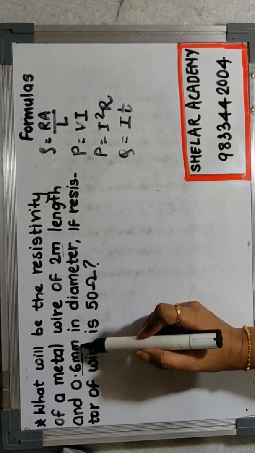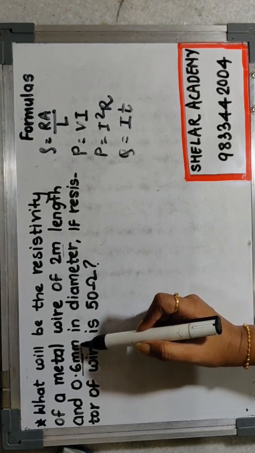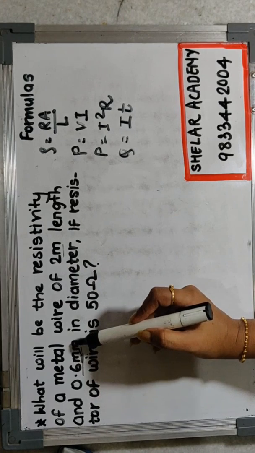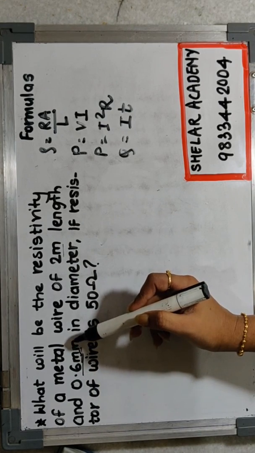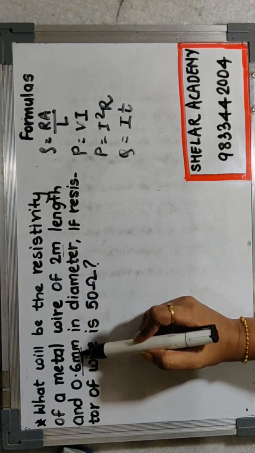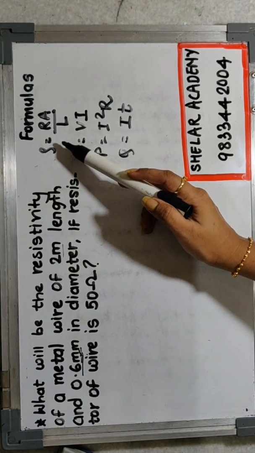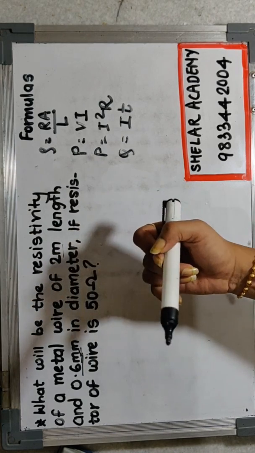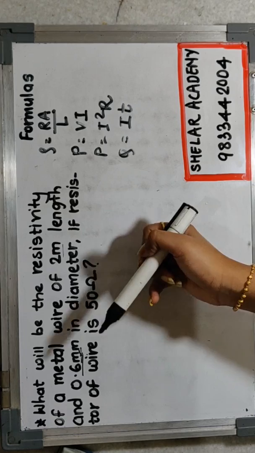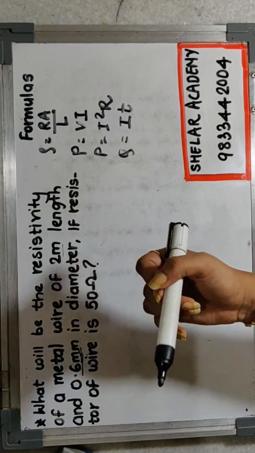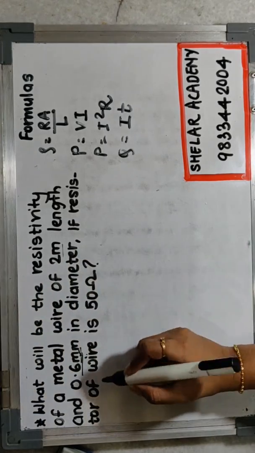So this particular thing is 0.6 millimeter and this is in meter. So we need to change this into SI unit. And this is a diameter. What we require over here is radius. In these kind of sums, if the diameter is given, the first thing that we have to do is convert it into the radius.